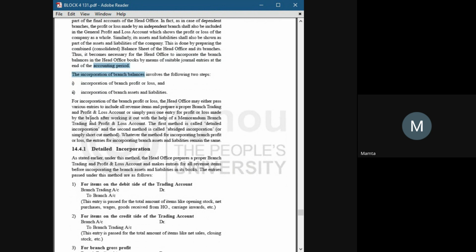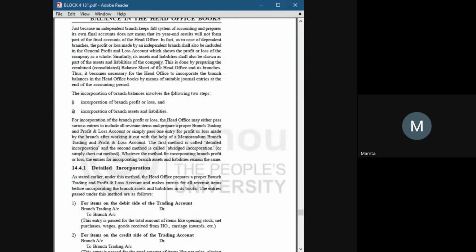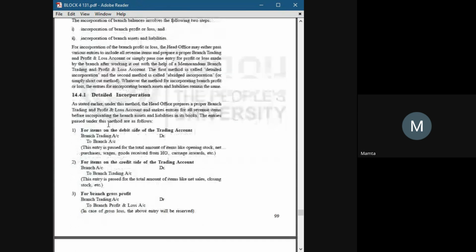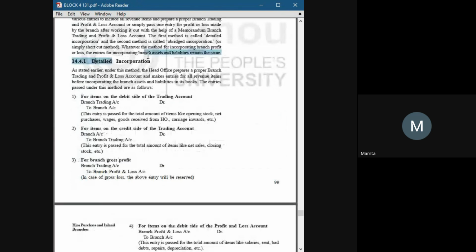We have two ways for incorporating the branch balances into head office books. The first one is detailed incorporation, and the second one is abridged incorporation. So let's discuss the first, detailed incorporation.